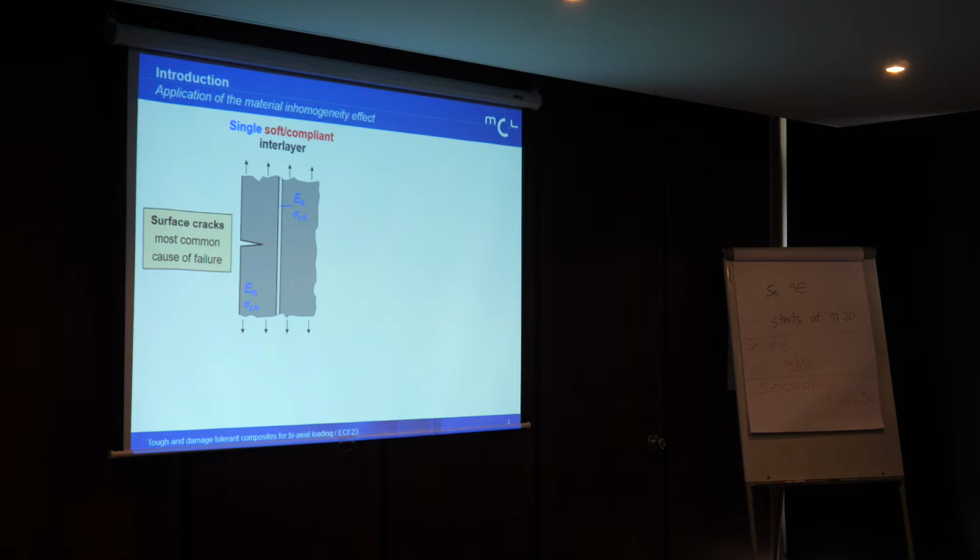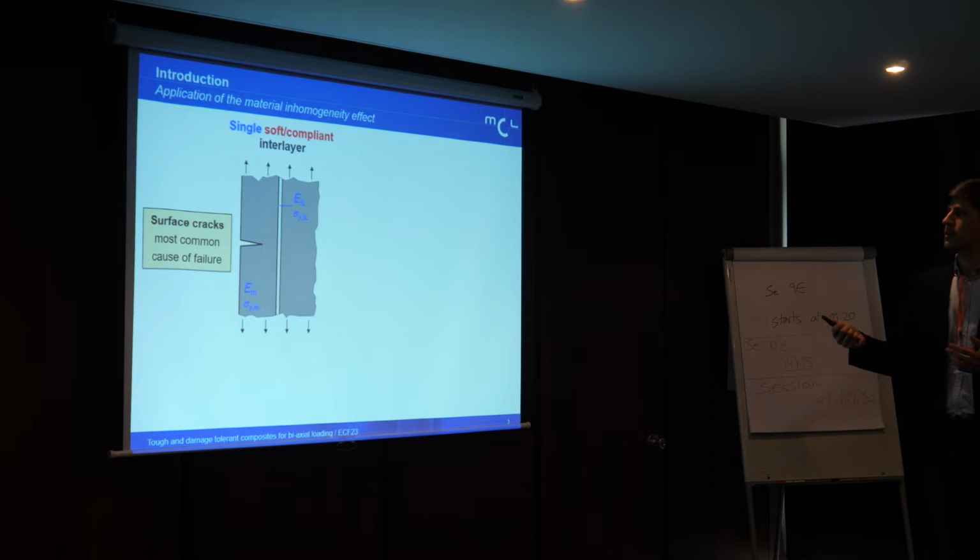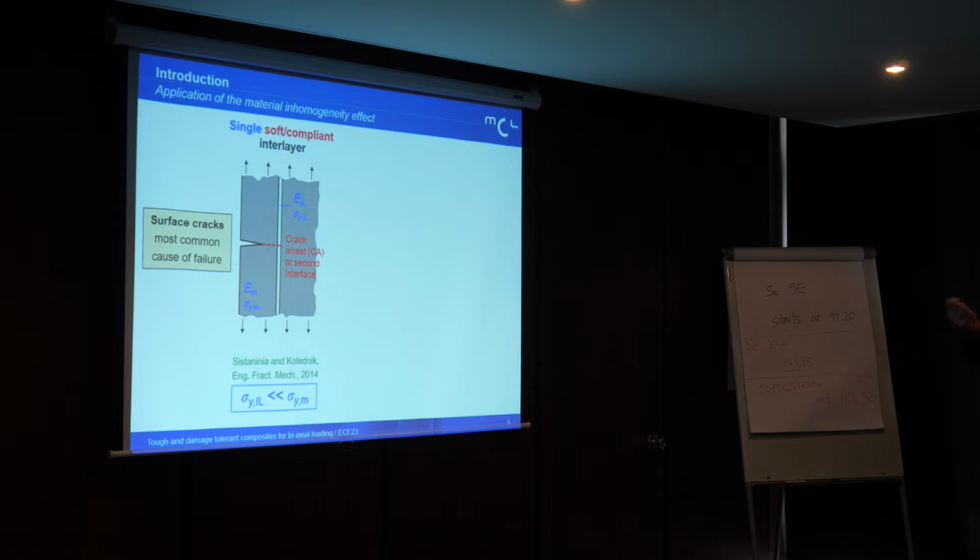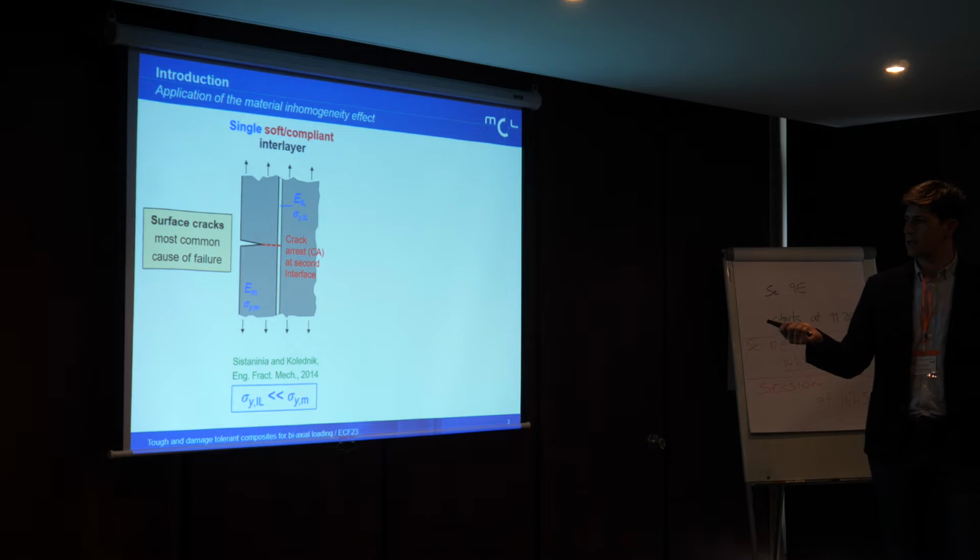In engineering applications, surface cracks cause the most failures. So in this case, we only need one single interlayer instead of such layer structures to increase the fracture strength. Under an external load, a crack would, for example, grow in parallel direction and stop after it reaches the second interface. In the work of Cittanini and Kolednik, such structure was investigated by the material homogeneity effect.